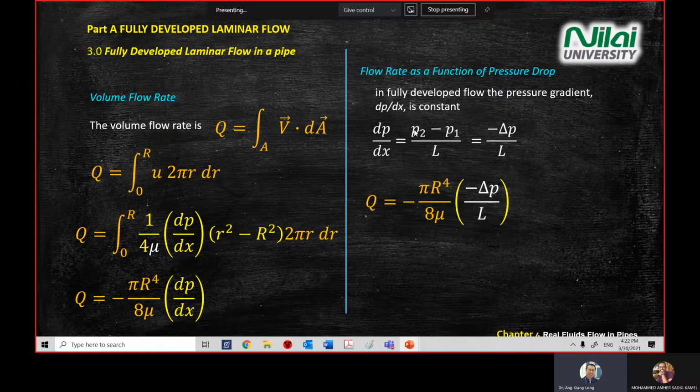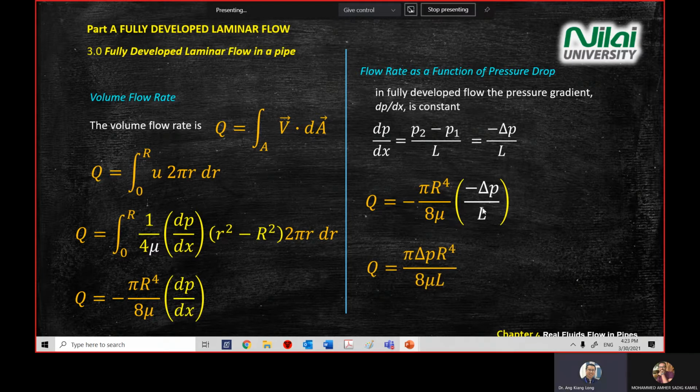Why is there a minus there? Because for dP, you take point 2 minus point 1. Normally the pressure at point 2 will be a bit lower compared to point 1. So you take a small number minus a big number, and you get a negative sign. Clear, Amir? Yes. Right. So there are two formats for volume flow rate. One is Q in terms of dP over ds, the differential pressure gradient. The other is in terms of pressure drop, which is negative delta P divided by L.